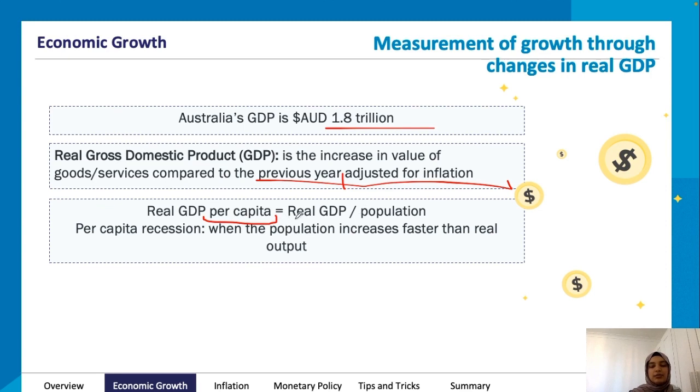So how do we do that? We just get the real GDP and divide it by the population. Per capita recession is when the population increases faster than real output. Okay.